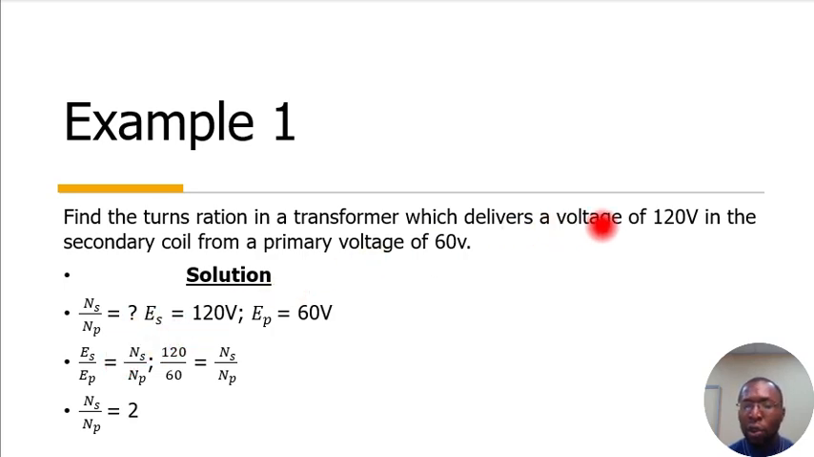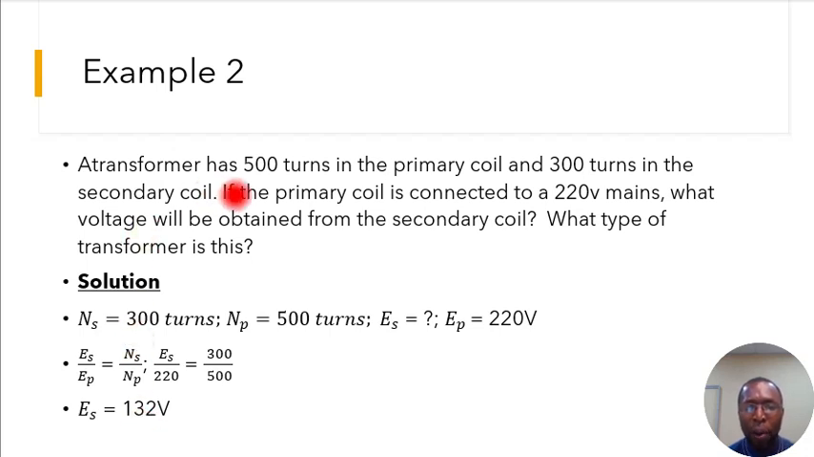But we are given the voltage in the secondary circuit, which is 120. So we have our Es, the E represents the voltage, equal to 120 volts. We are also given the voltage in the primary circuit, which is our Ep, and that is 60 volts. Now, using the formula Es over Ep equals Ns over Np, and making Ns over Np the subject of the formula, we have Ns over Np equal to 120 over 60, which gives us 2. So the ratio of the number of turns in the secondary circuit to that in the primary circuit equals 2.